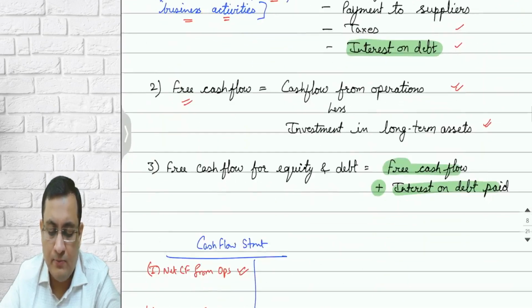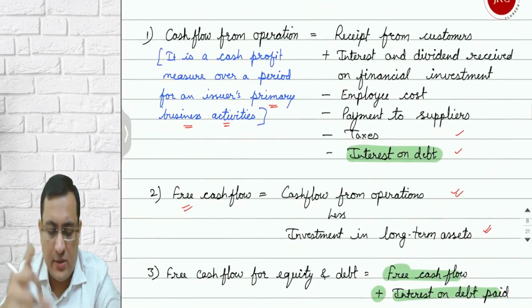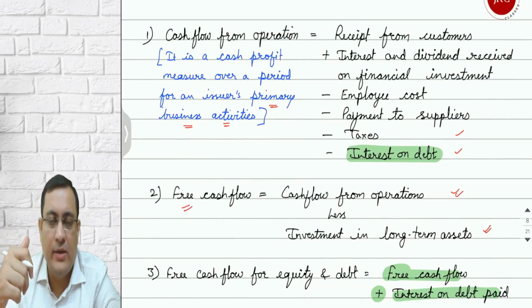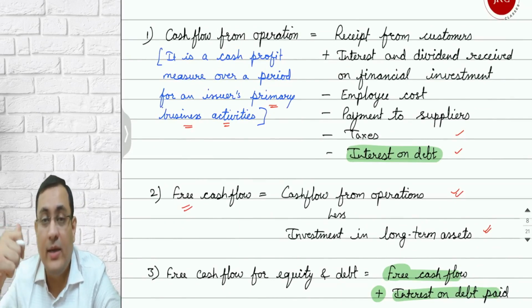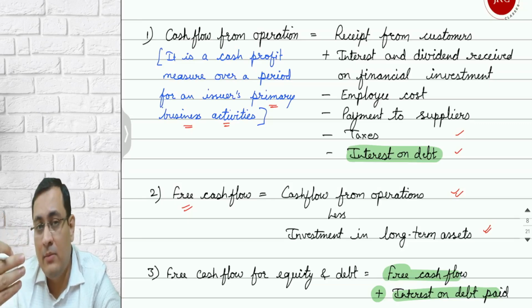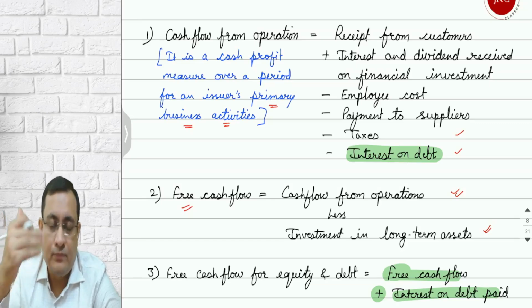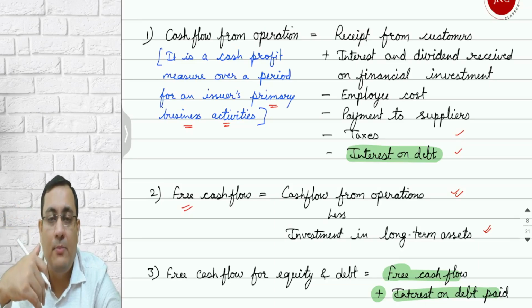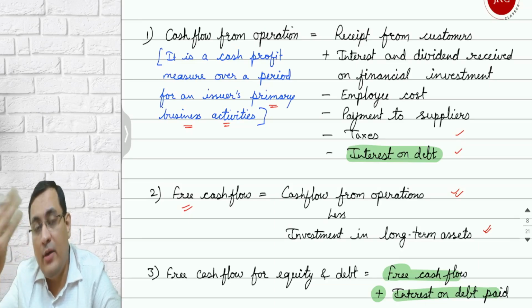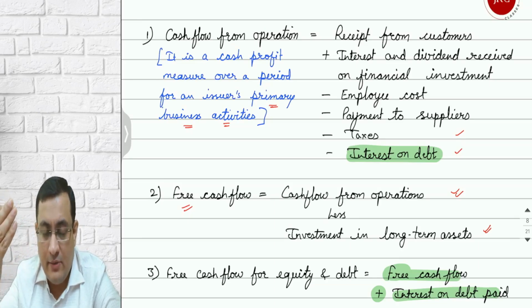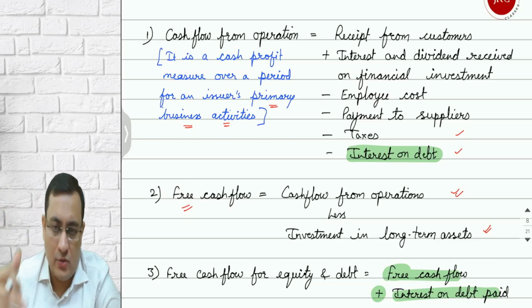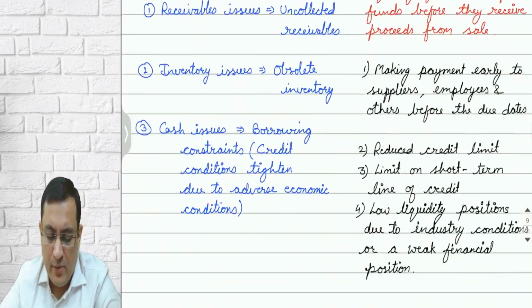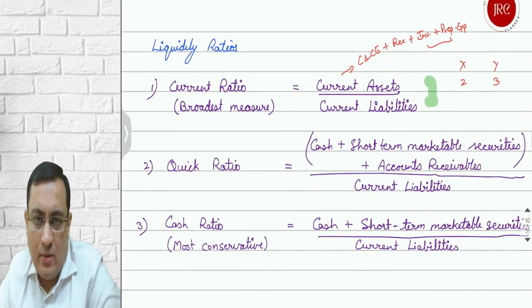Next part is the three absolute measures. First, cash flow from operations, your primary activities: what cash they are generating. Second, free cash flow, that is cash flow from operations less your capex. And third, cash flow for debt and equity combined. Since we have already deducted interest while calculating cash flow from operations, we will add it back in the free cash flow. The three relative measures of liquidity we are already done with.